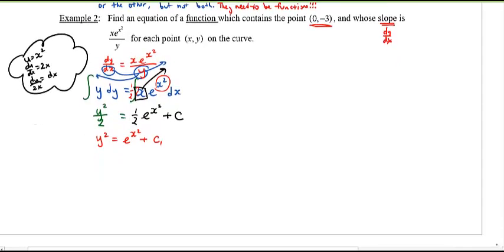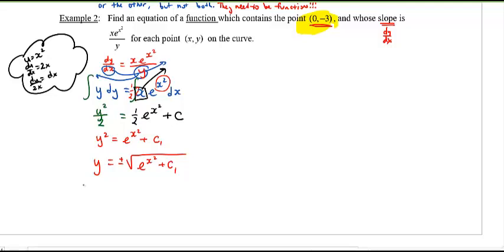Our goal once again is to solve for y. So I'm going to take y, take the square root, plus or minus. Now remember, I'm looking for a function, so I either need the positive or the negative one. Which one should I actually use in this particular case? If you're not too sure, think back to this idea right here in the equation. It contains this point. So it contains the point 0, negative 3. Which one should I use?